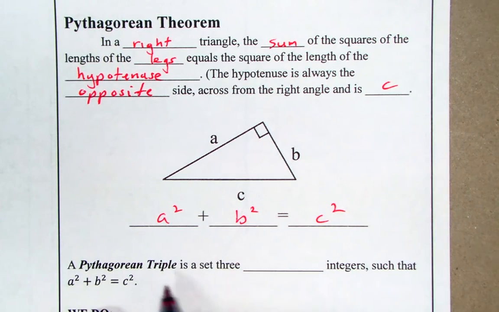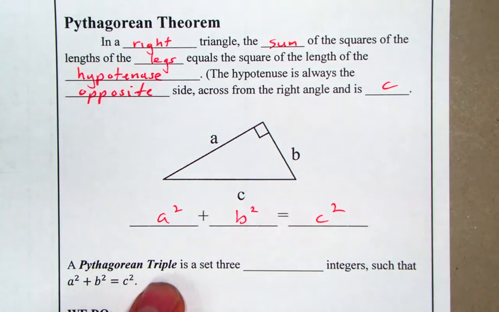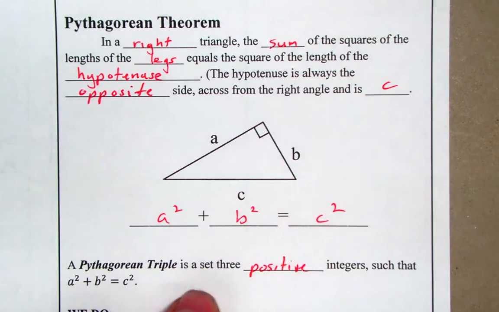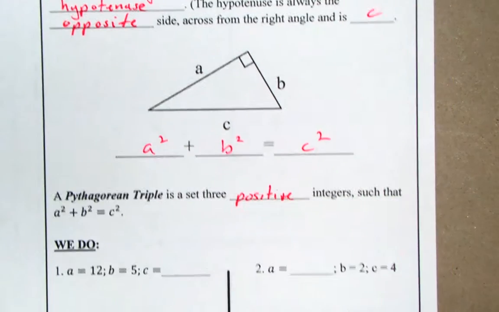A Pythagorean triple is just any set of 3 numbers that makes that equation true. Okay, so any set of 3 positive integers that make this true. And we'll write a few of those on the next page.